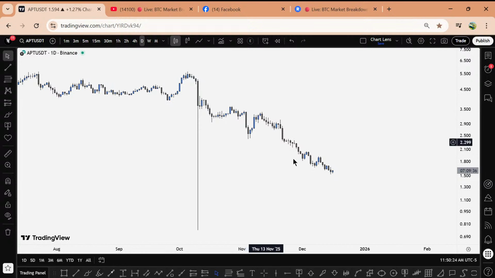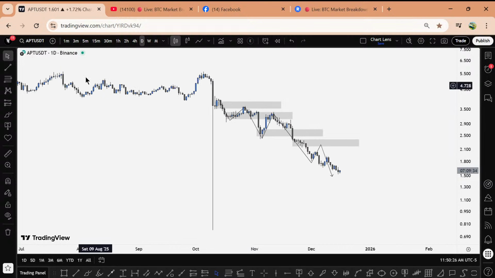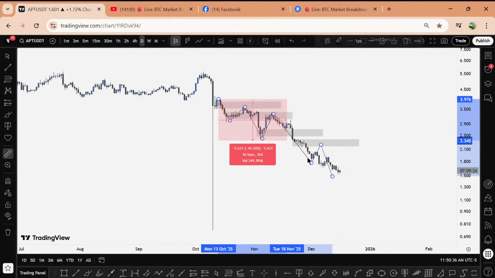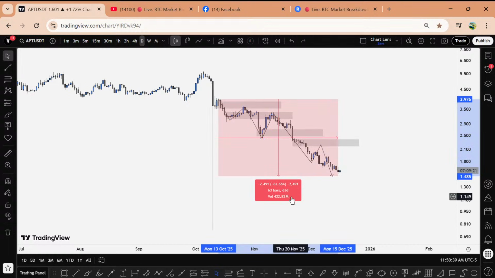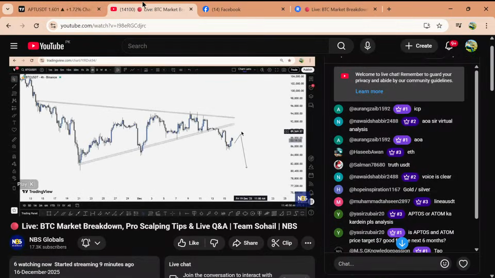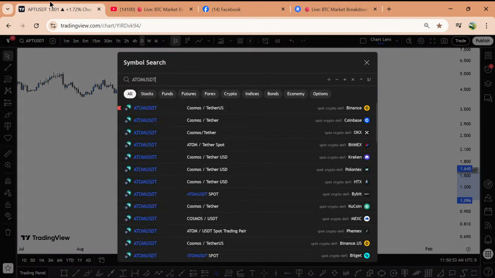Always try to come up with the symbol name rather than the pair name. You can clearly see it is already in a downtrend from the last 2 months, completely in a bear trend, and we have seen 60% dominance so far. This still looks bearish to me. I'm still expecting more bleeding in it, so stay ready for it. Okay, APT looks bearish to me.